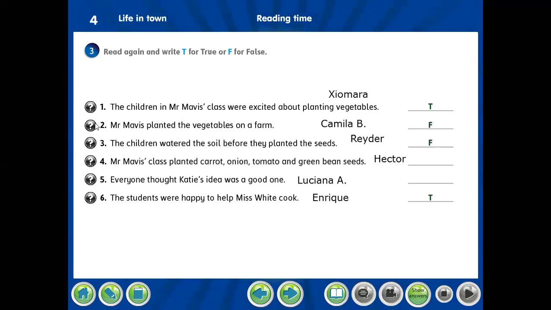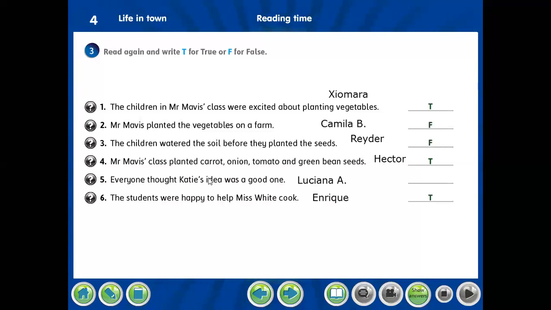Hector. It's true, professor. Yeah, but read, please. It's okay. Very good, my friend. Read the sentence, please, Hector. Mr. Maybe's class planted carrots, onion, tomato, and green beet seed. Thank you, Hector. Very good. It's true. Very good. Luciana Arbe, please.